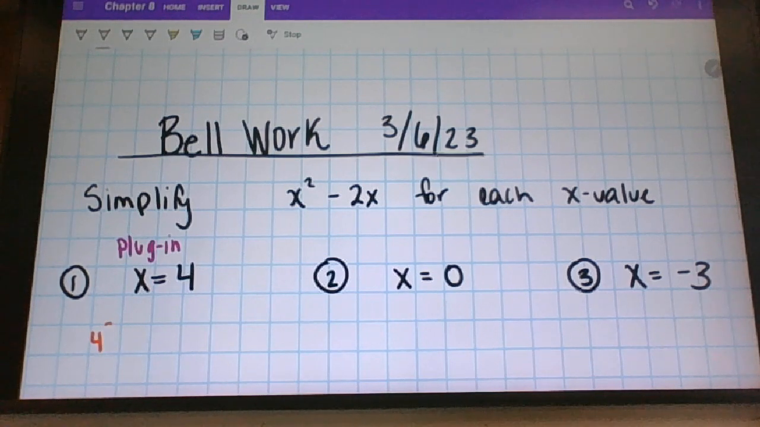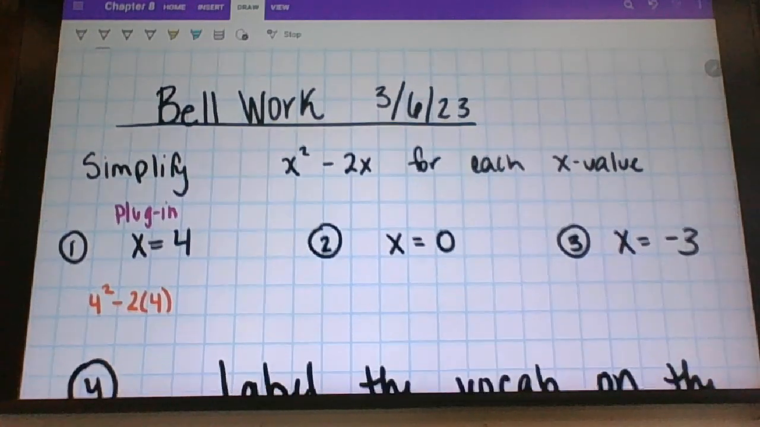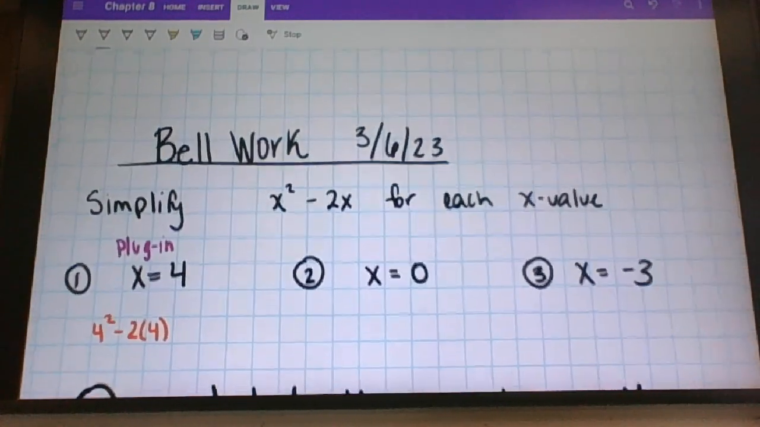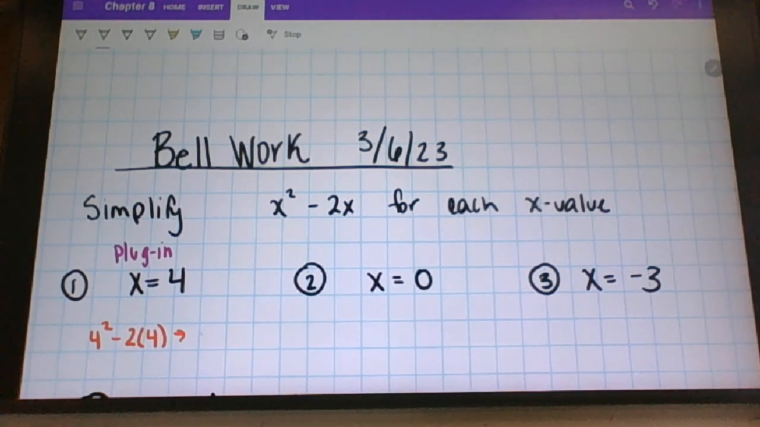So this is 4 squared minus 2 times 4. 16 minus 8.